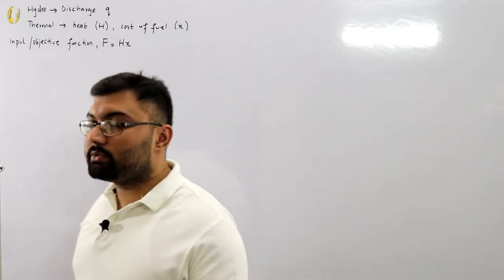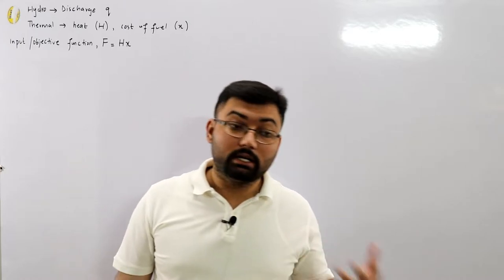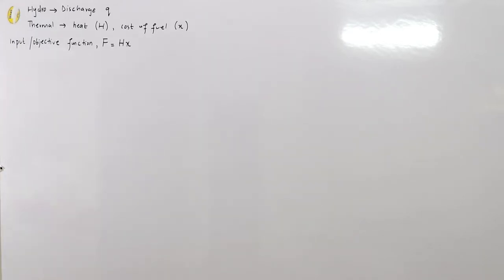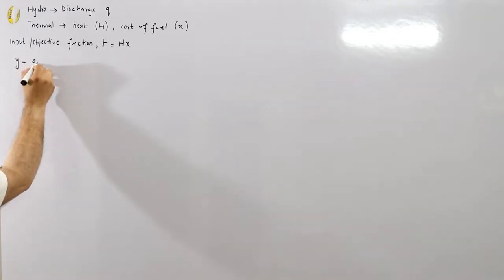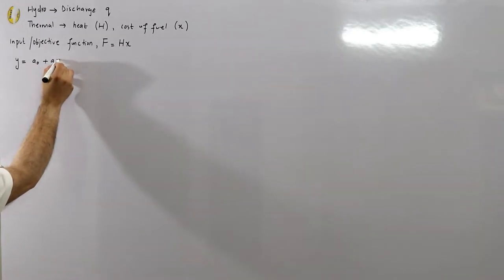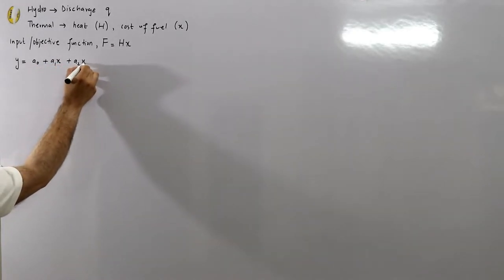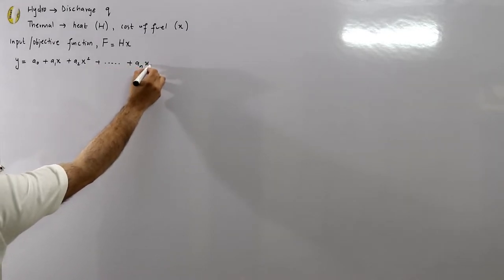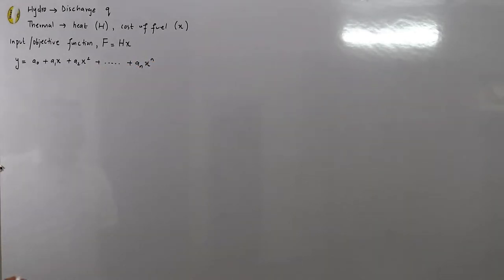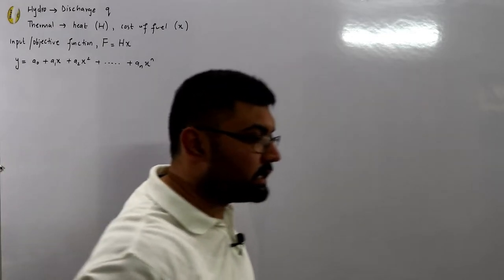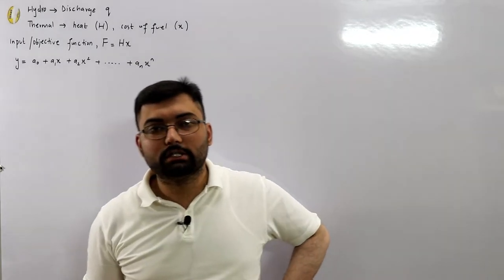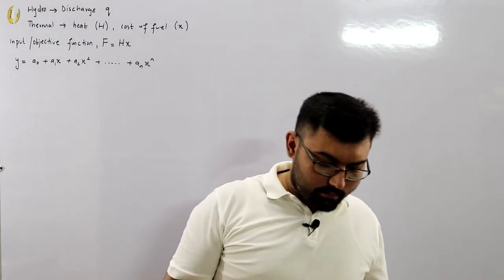So for a nonlinear process, we have a nonlinear equation, a nonlinear polynomial, right? An nth degree polynomial is used to represent a nonlinear equation, which is of the form Y is equal to a naught plus a1x plus a2x squared plus up to an x to the power n. Calculations are assumptions based. This is the beauty of science. You can have assumptions, you can have manipulations.